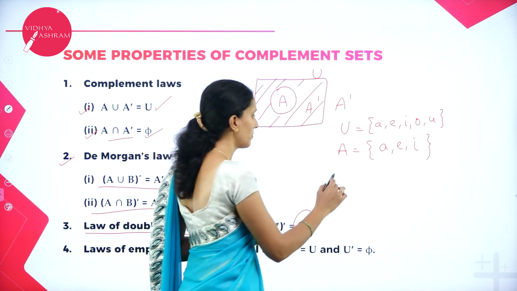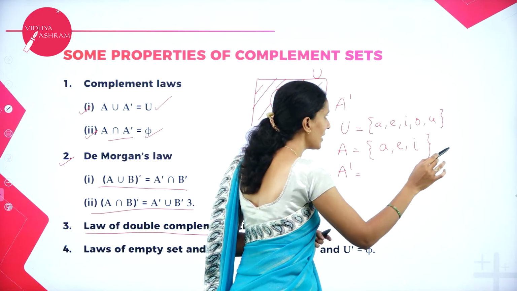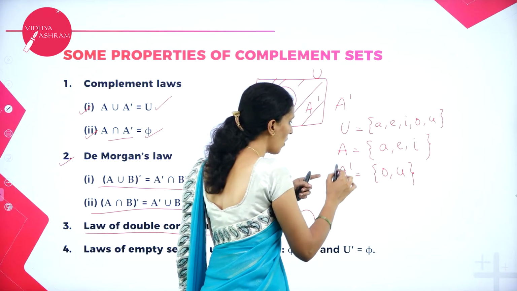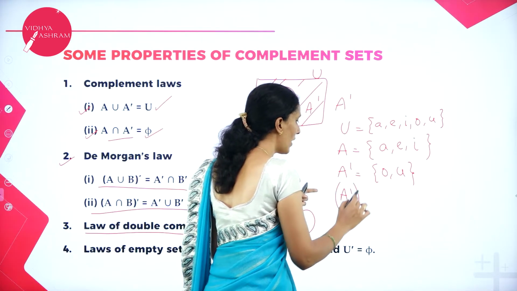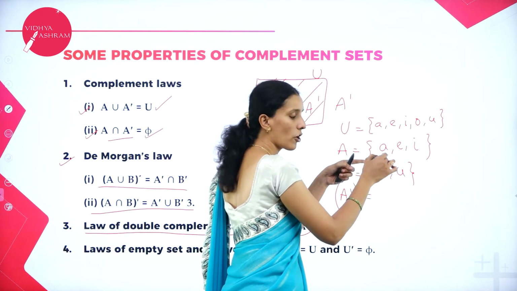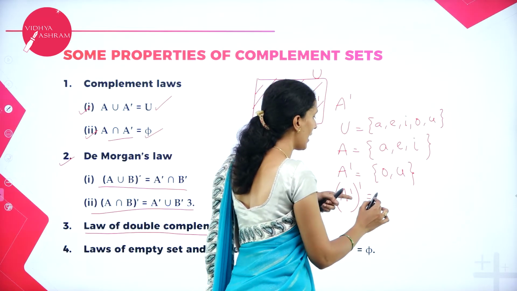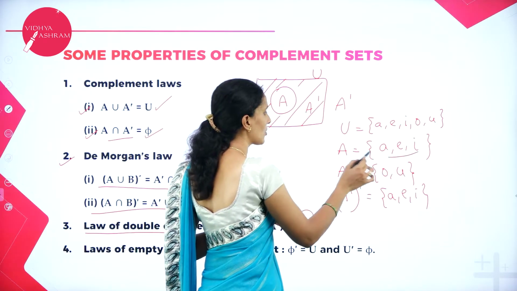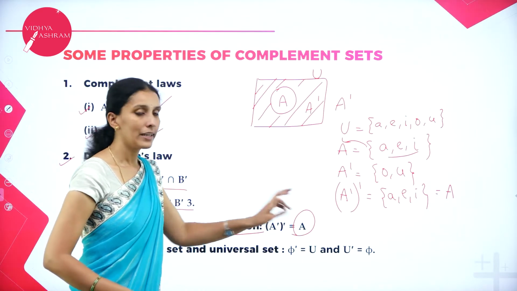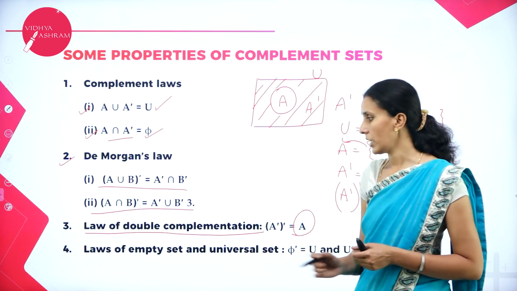What is A dash? Elements which are not in A. So leave A, E, I and write only O, U. Take the complement again, A dash whole dash. What are the elements which are not in A dash? A, E, I. What is this A, E, I actually? The set A. So when you take a double complement, it gives back the same set. That's what the law of double complementation says.